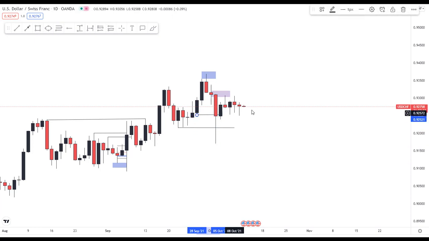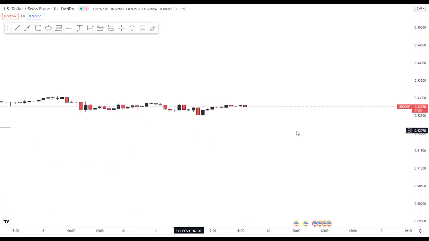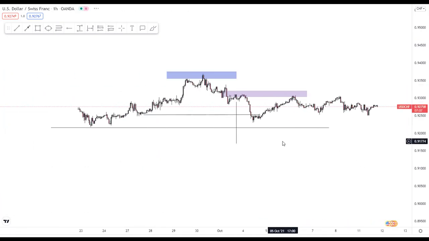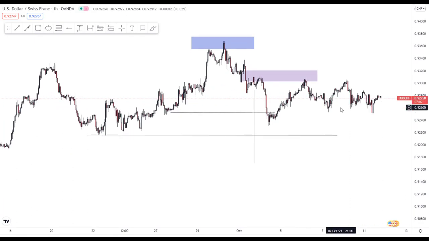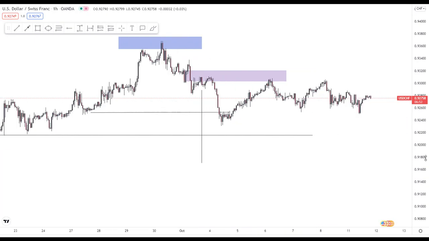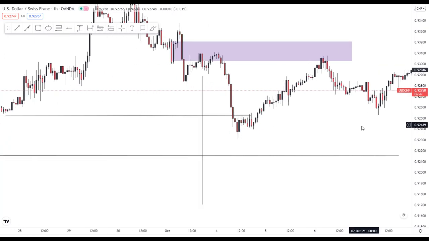So now I'm going to go to the 1-hour time frame. This would have been T1. T2 was not attacked, but T1 was attacked and was cleared. And price returned back in there.